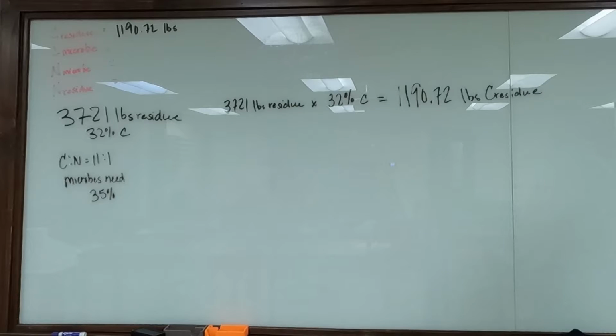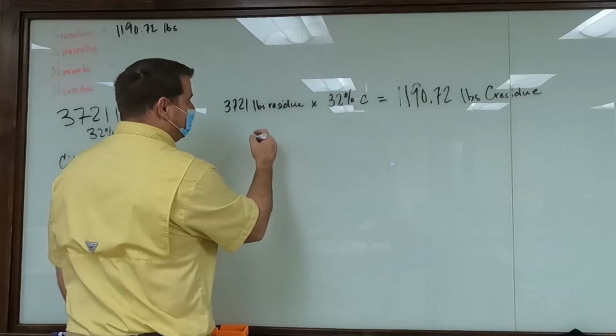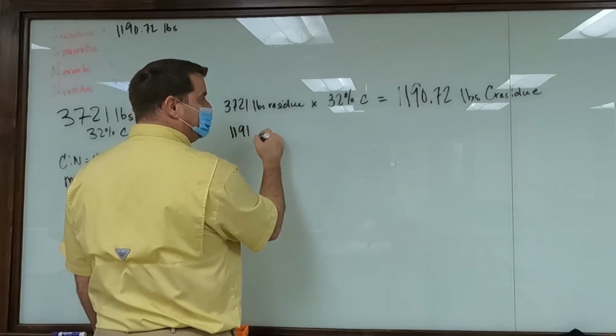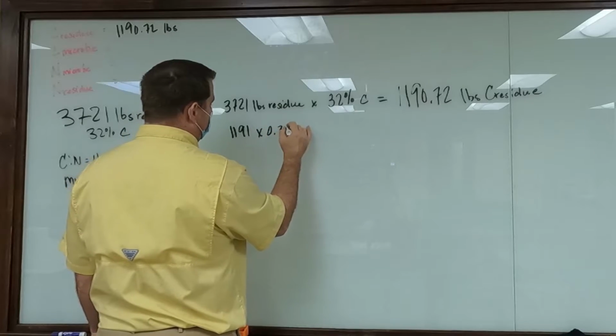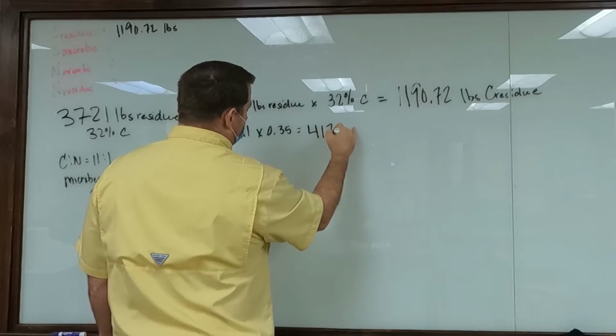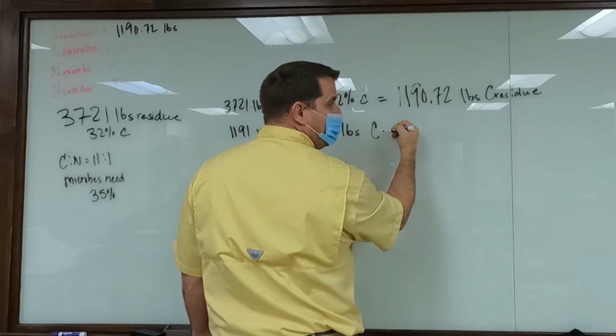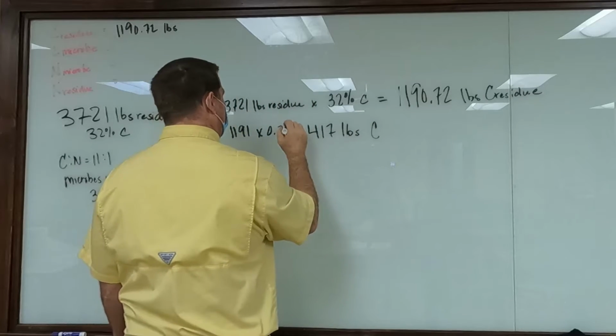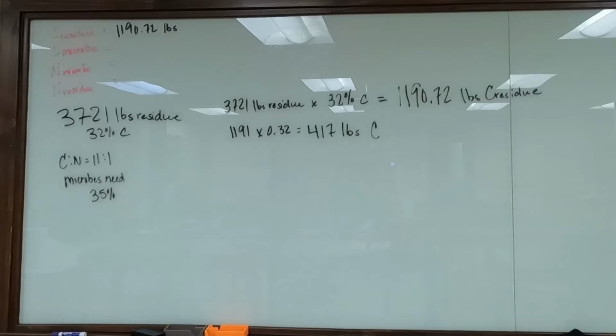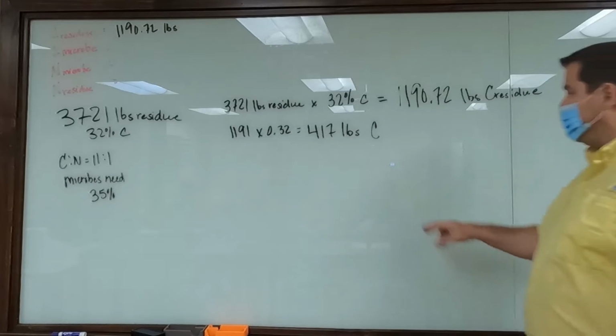You know the next step? Jacob will do it. I actually made this 1191, just to make the math easy, times 0.35, and that is equal to 417 pounds C microbe. Isn't it 3.5? It's 3.5. We're looking for the microbes now. Yes, that 35% microbe. This 35 is generally going to be what the microbes take.